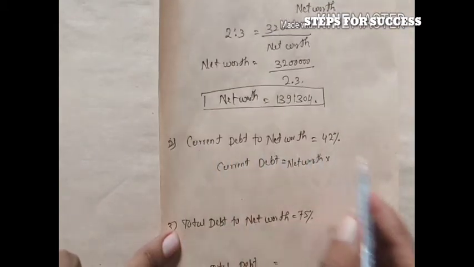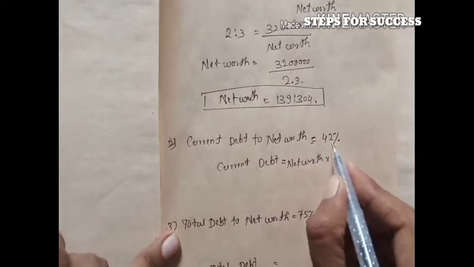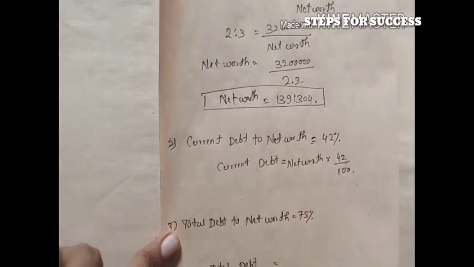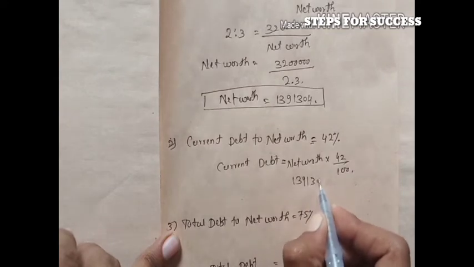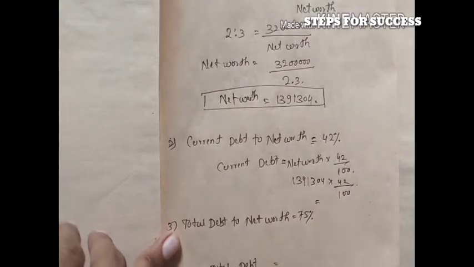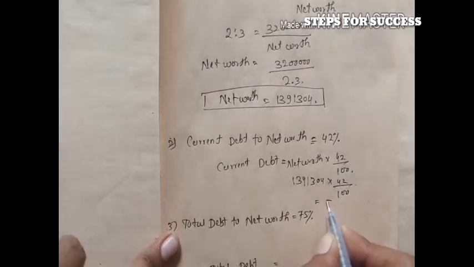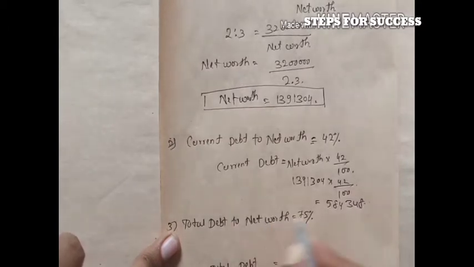Next, current debt to net worth given in the question is 42%. Current debt is equal to net worth into 42 on 100. Net worth is 13,91,304 into 42 on 100. So 5,84,348. This is our current debt.